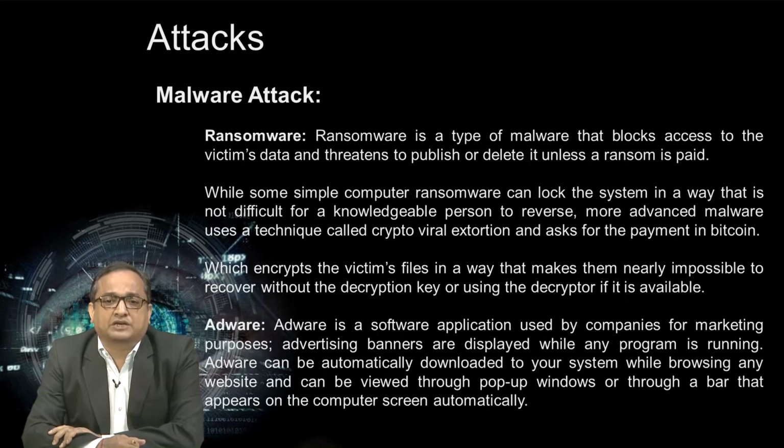While some simple ransomware can lock the system in a way that is not difficult for a knowledgeable person to reverse, more advanced malware uses a technique called cryptoviral extortion and asks for payment in Bitcoin, which encrypts the victim's files in a way that makes them nearly impossible to recover without the decryption key, or using the decryptor if it is available. A few years ago this kind of attack was carried out and the ransomware demanded payment from different government organizations.